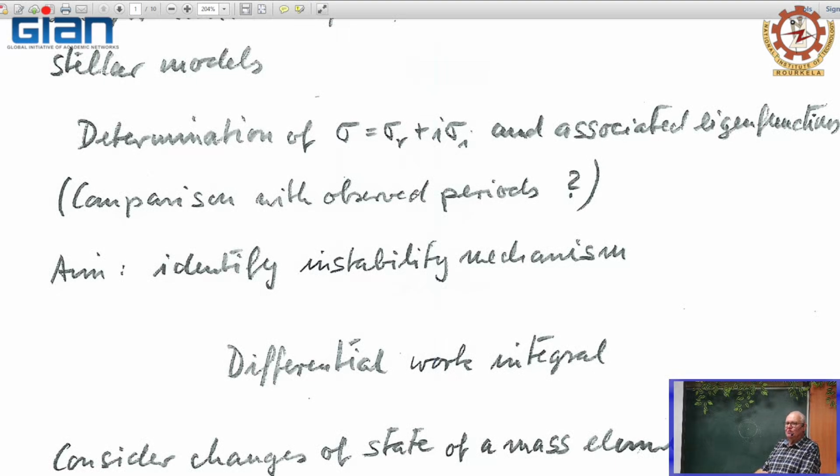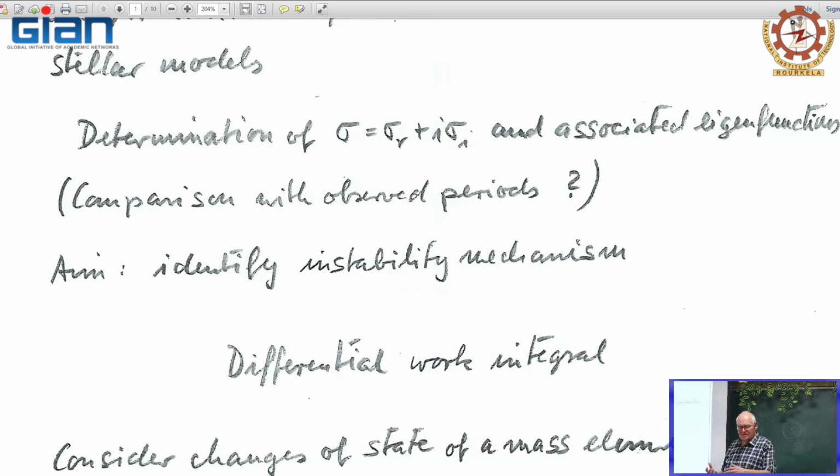A particularly useful tool, once we have the computation, to identify the underlying instability mechanism for a negative value of the imaginary part of the eigenfrequency is the so-called work integral. This work integral is developed on the hypothesis that our stars are big heat engines, and during pulsations they transform heat energy into mechanical energy.